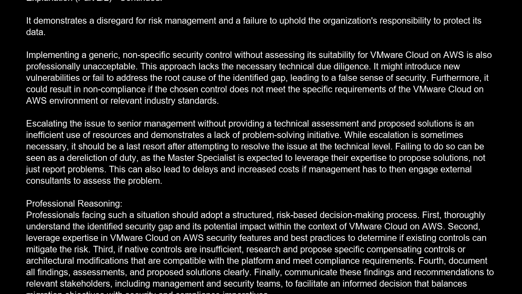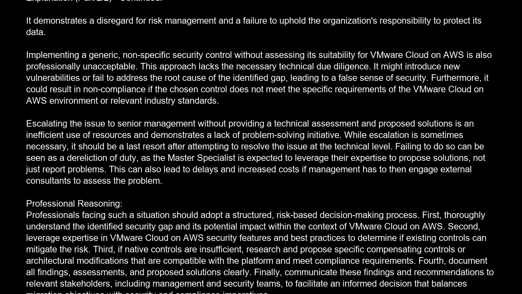Escalating the issue to senior management without providing a technical assessment and proposed solutions is an inefficient use of resources and demonstrates a lack of problem-solving initiative. While escalation is sometimes necessary, it should be a last resort after attempting to resolve the issue at the technical level. Failing to do so can be seen as a dereliction of duty, as the master specialist is expected to leverage their expertise to propose solutions, not just report problems. This can also lead to delays and increased costs if management has to then engage external consultants to assess the problem.